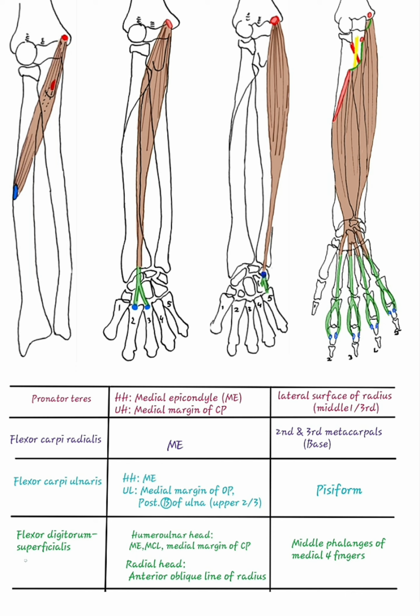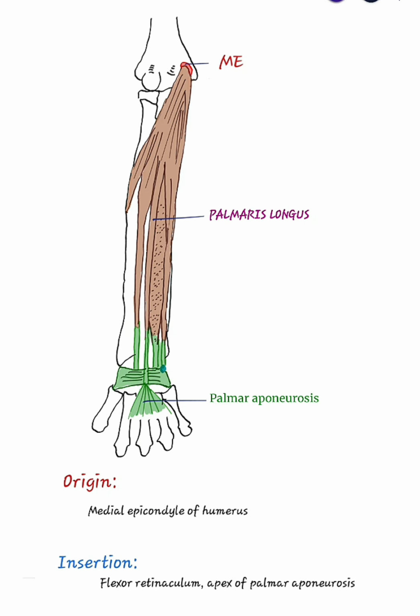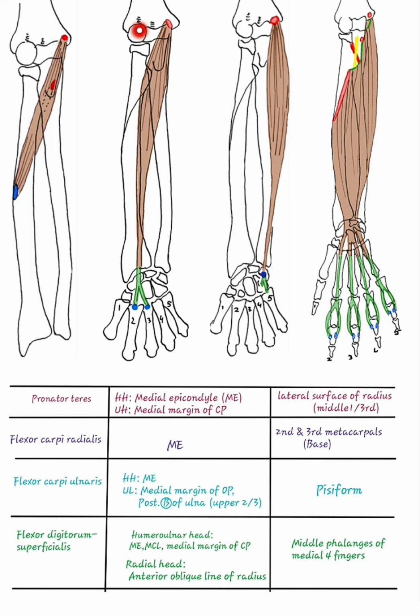Flexor digitorum superficialis, 2 heads, humero-ulnar head from medial epicondyle of humerus, medial collateral ligament, medial margin of coronoid process, and radial head from anterior oblique line of the radius. Insertion, middle phalanges of medial four fingers. Palmaris longus origin, medial epicondyle of humerus. Insertion, flexor retinaculum, apex of palmar aponeurosis. All arise by medial epicondyle.